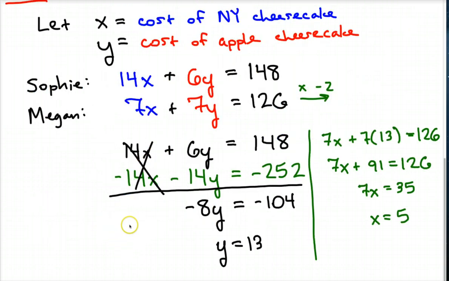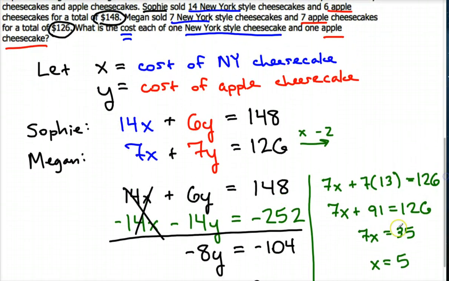Okay, so for this one, when you solved, you should have come up with solutions of y equals 13 and x equals 5. And so for our answer for this problem, x is going to be the cost of a New York style cheesecake. So we know that New Yorks, since x equals 5, cost $5. Y is the cost for an apple, so that means that apples must cost $13.